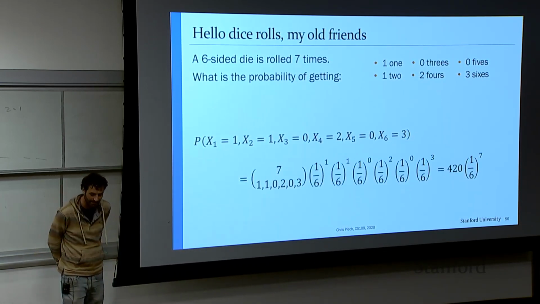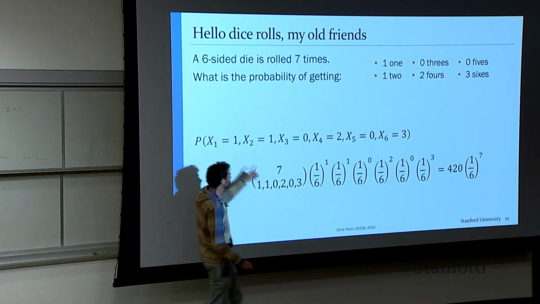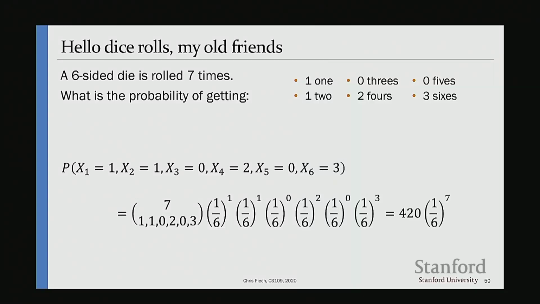The single equation says, okay, what's the probability of a 1? I saw that once. What's the probability of 2? I saw that once. What's the probability of 3? I saw that 0 times. What's the probability of 4? I saw that twice. What's the probability of 5? I saw that 0 times. And what's the probability of 6? I saw that 3 times.